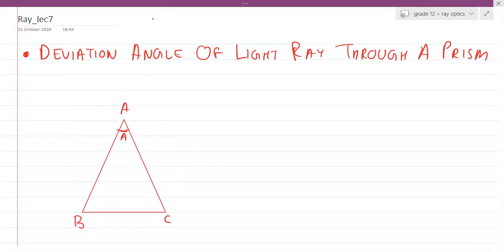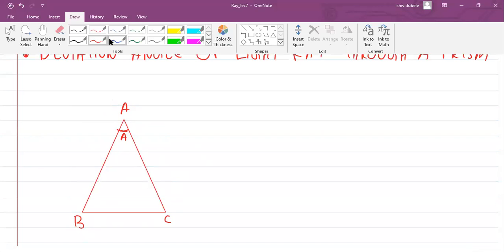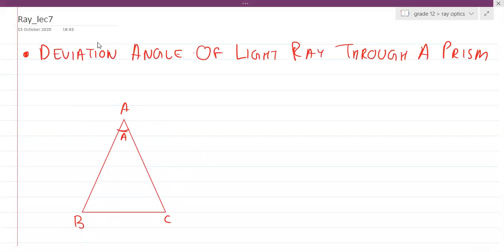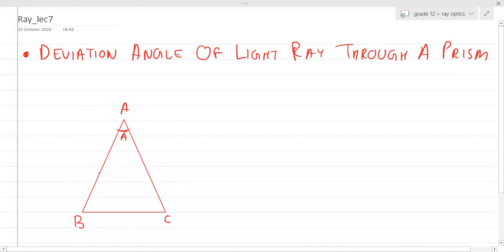And let us assume that a light ray is incident at an angle. And let me change the color. Let's say here. Okay, this is your incident ray. It goes like this, and then it comes out like this. This will be my emergent ray, and this will be my incident ray. This will be my refracted ray, right?